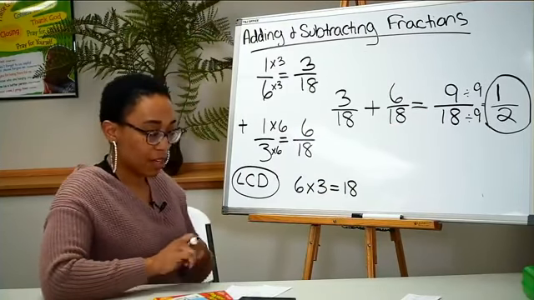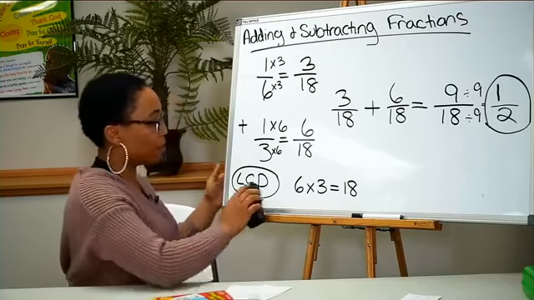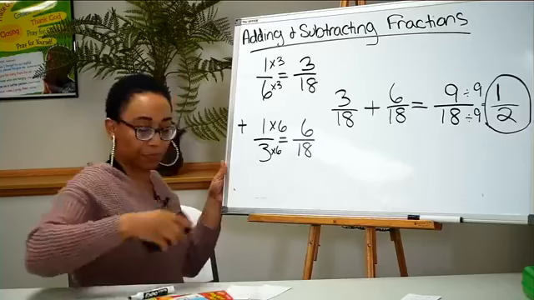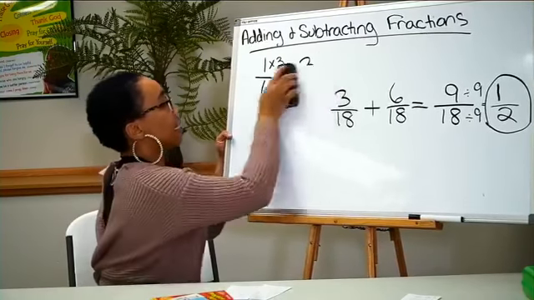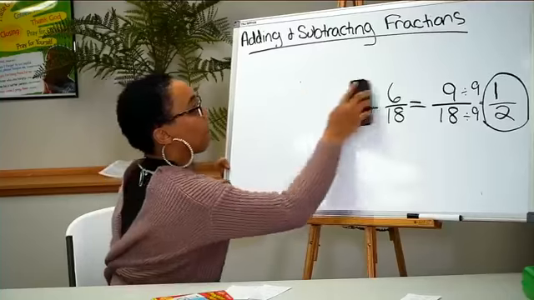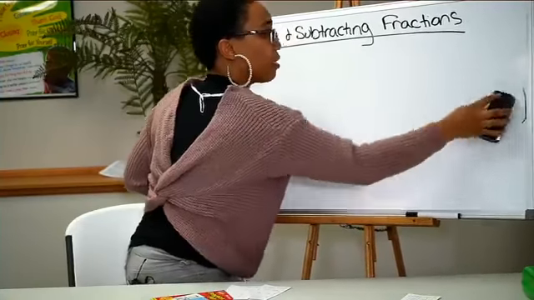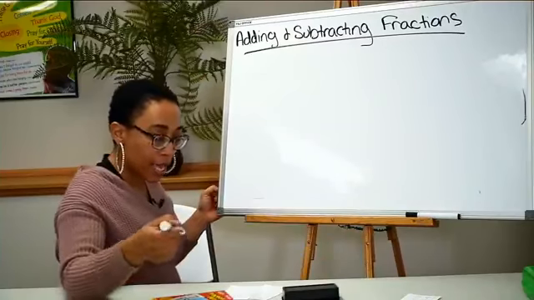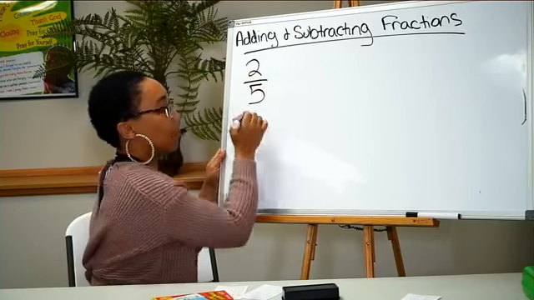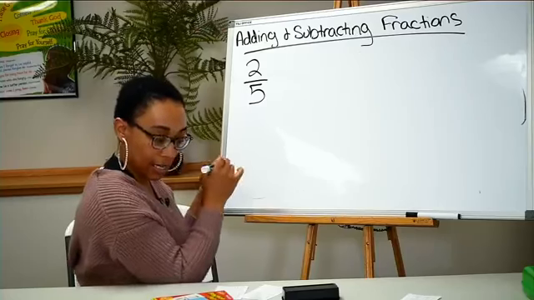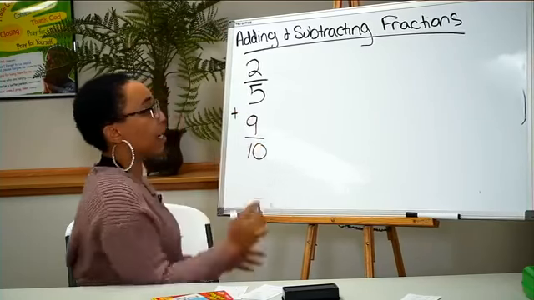All right, let's add again with different denominators. Let's get a clean slate here. All right. So we have 2/5. And again, I'm going to write these two fractions along the side. We have 9/10. Okay? So we're adding.